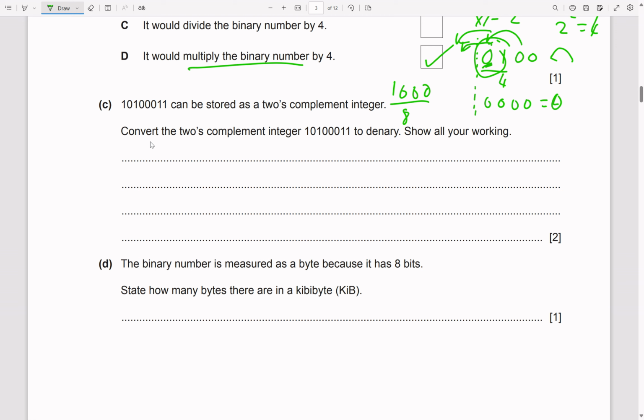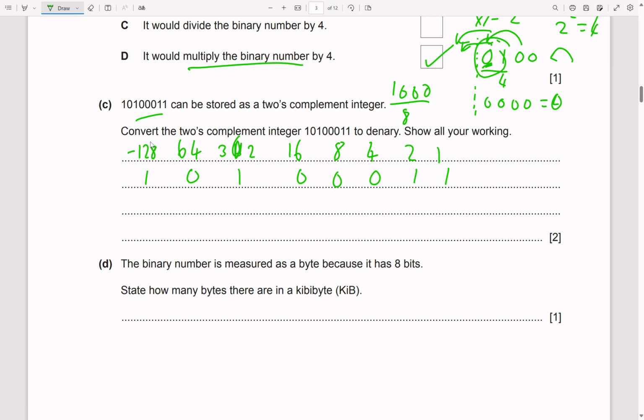Right, the next one. This binary number can be stored as a 2's complement integer. Convert the 2's complement integer to denary, show all of your working. Okay, so again, maybe let's write down the positional values. So we've got minus 128, 64, 32, 16, 8, 4, 2, and then 1. And let's fill in these correctly.